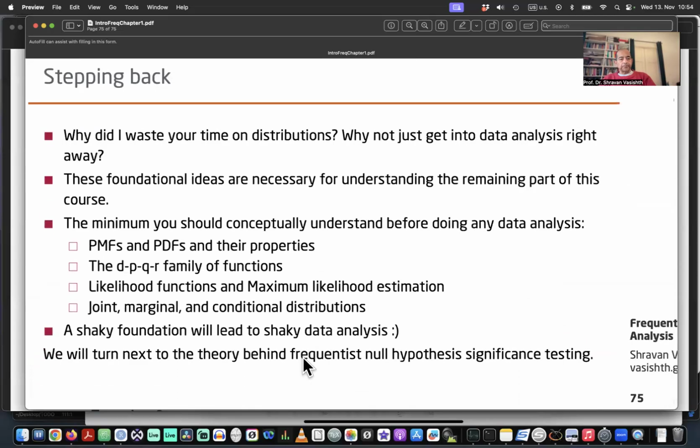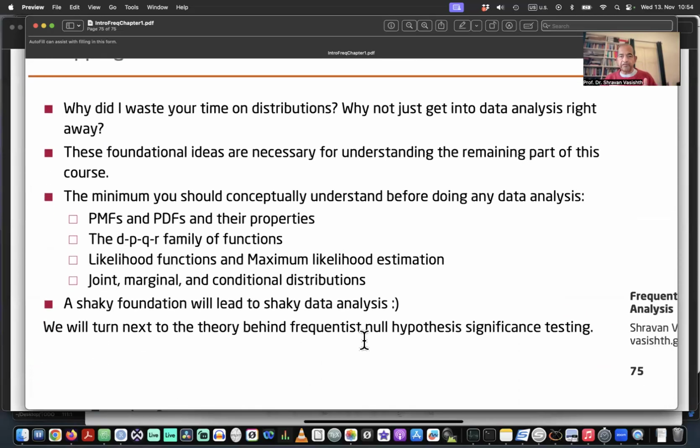Okay, so to summarize, what you should now know and be familiar with is several foundational ideas. You should know what a probability mass function is in a discrete random variable, what a probability density function is in a continuous random variable. You should know how to use the DPQR family of functions. Okay. You should know what a likelihood function is and what a maximum likelihood estimate is. Regarding bivariate distributions, you should know what the joint probability mass function is in the discrete case. You should know how to compute the marginal and conditional distributions given a joint probability mass function.